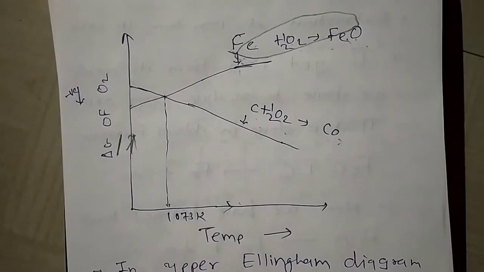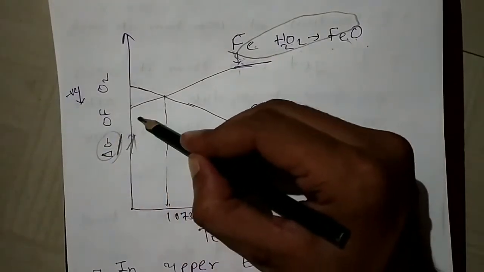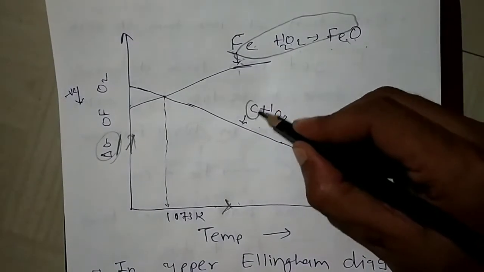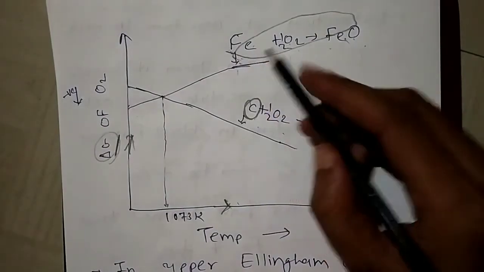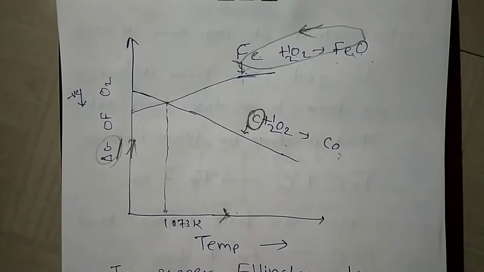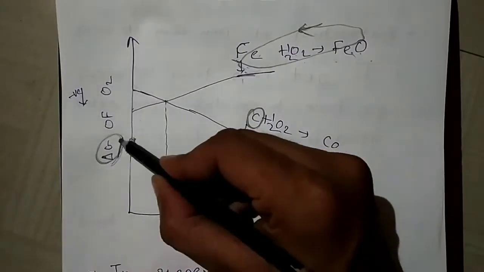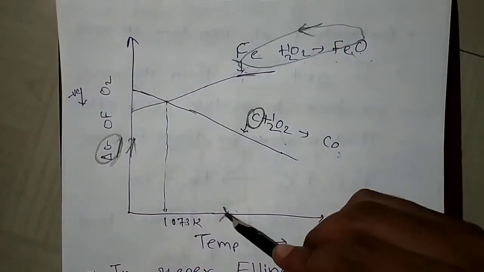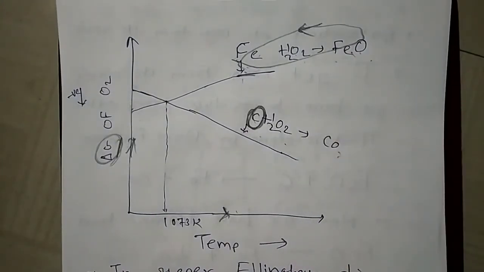So for the reduction process we can change the sentence. We can say that with rise in temperature Gibbs free energy will decrease if we choose carbon as reducing agent. Again, for the reverse process, reduction of FeO to Fe, the delta G will be negative, decreasing with rise in temperature if we choose carbon as reducing agent.